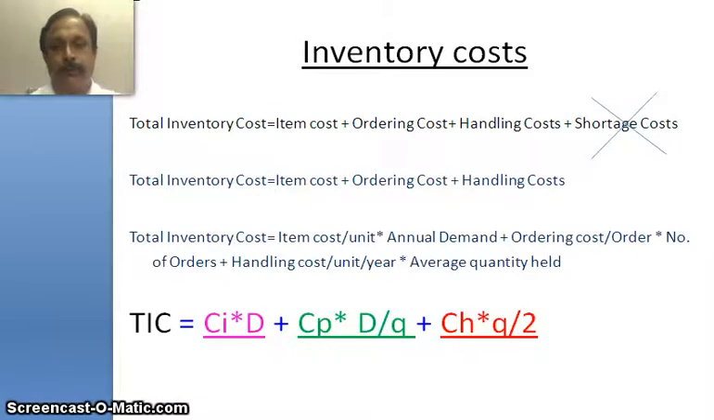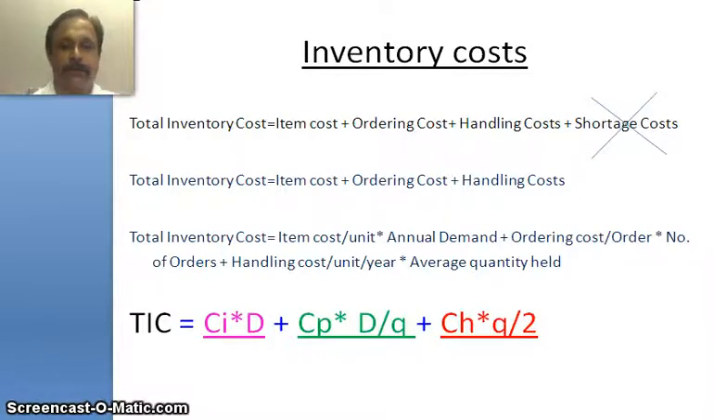Now let us try to evolve the inventory cost. The total inventory cost is made up of item cost plus ordering cost plus handling cost plus shortage costs. Because we have assumed there is no stock out situation or shortage, the shortage cost is eliminated. Hence the total inventory cost is a summation of item cost, ordering cost and handling costs.